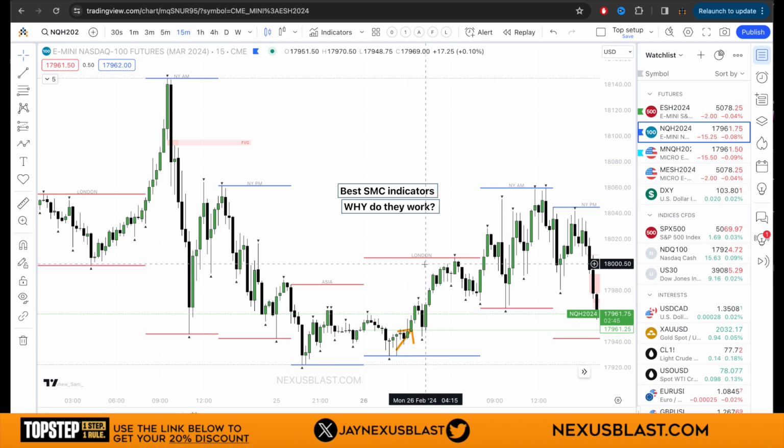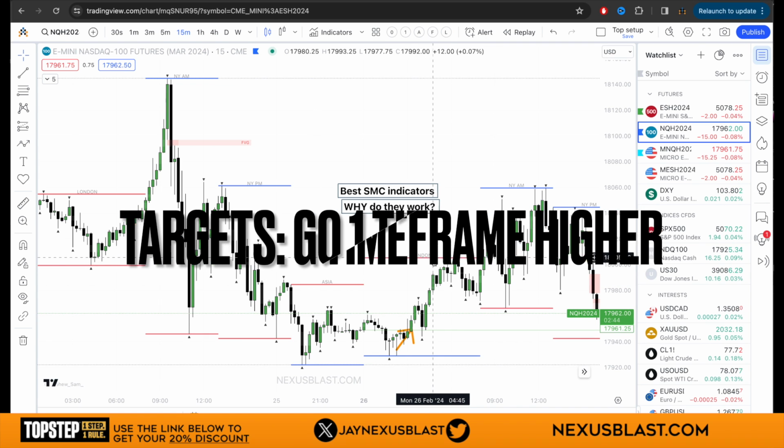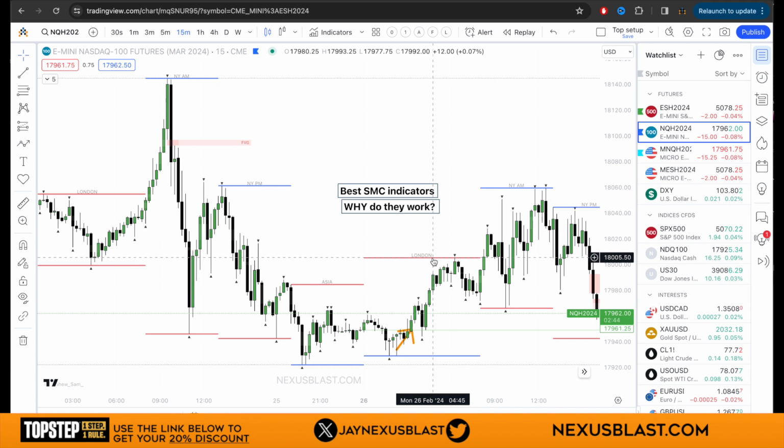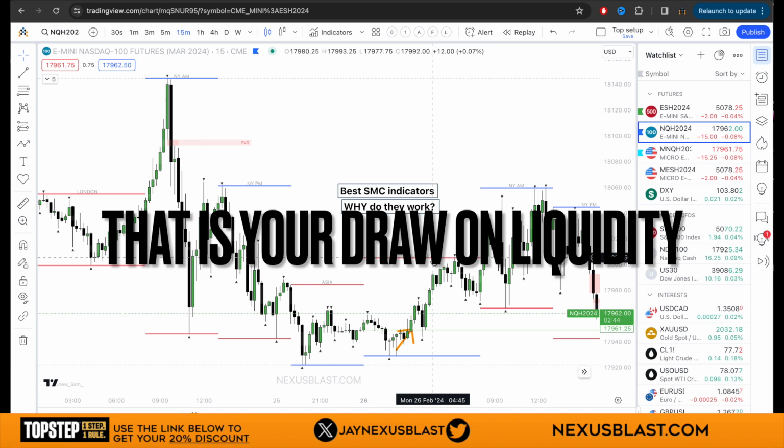So you already have the information for smart money take profit targets. When you're in a trade, go one time frame higher and mark out the next fair value gap, fractal, and session high or low. And voila, that's where the market is going. It's going to hit one of those levels.